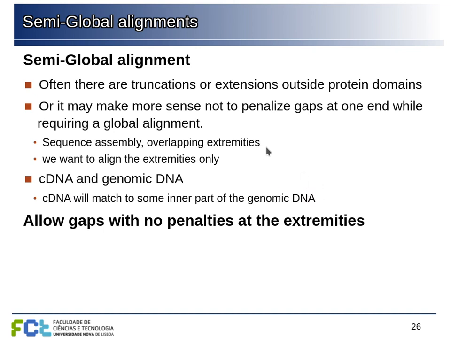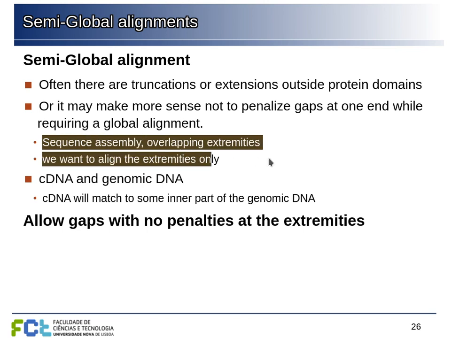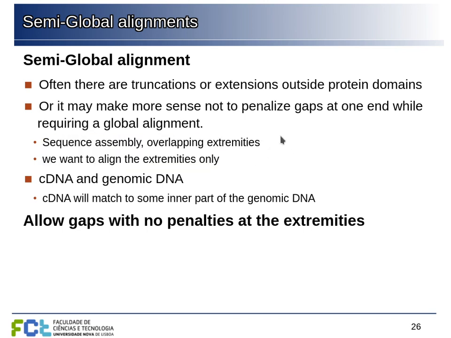Or we have, for example, a problem of sequence assembly where we want to match overlapping extremities, the end of one sequence with the beginning of the other, something like that. So in these cases, it may make sense to not penalize gaps at one end, or not penalize gaps at both ends of one sequence, or something like that. And this is easy to do with the global alignment algorithm.